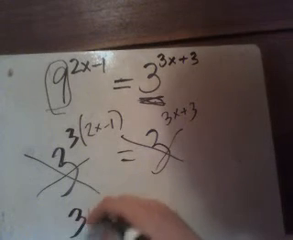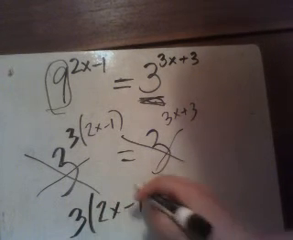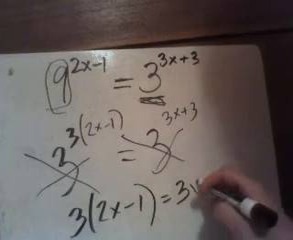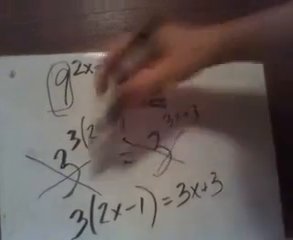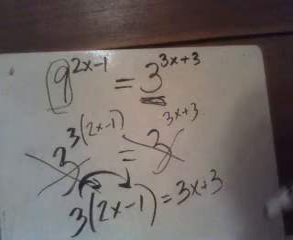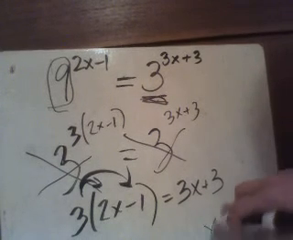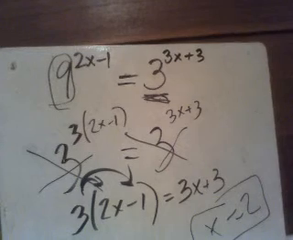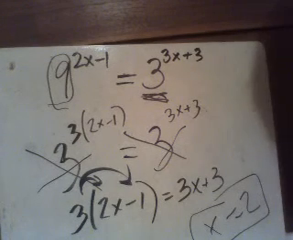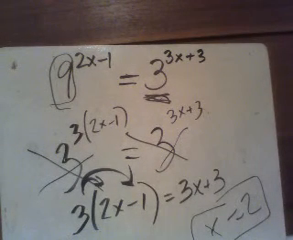So I get 3 times 2x minus 1 equals 3x plus 3. And you know how to solve an equation from here. Distribute the 3, and you just solve. And you should get x equals 2. I'm not going to solve it out because you know how to solve an equation. But the answer I got was 2, I believe.